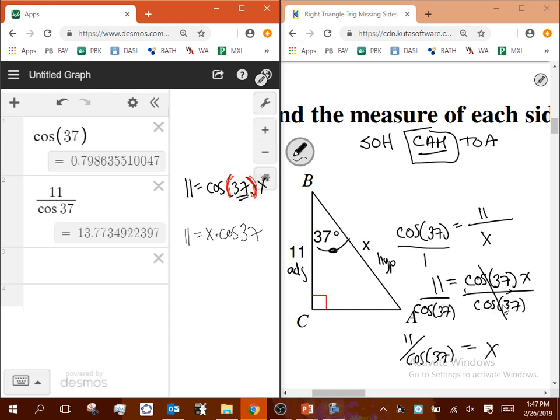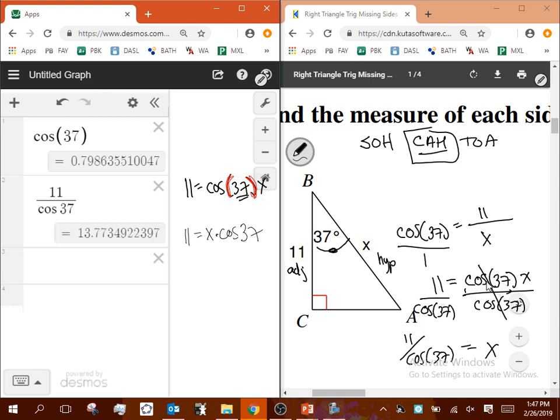Ian? How do you get cosine 37 equals 11 over x? So to get to this here, I cross multiplied. So I took 1 times 11, and then that times that. Are we cool? Yeah. All right.